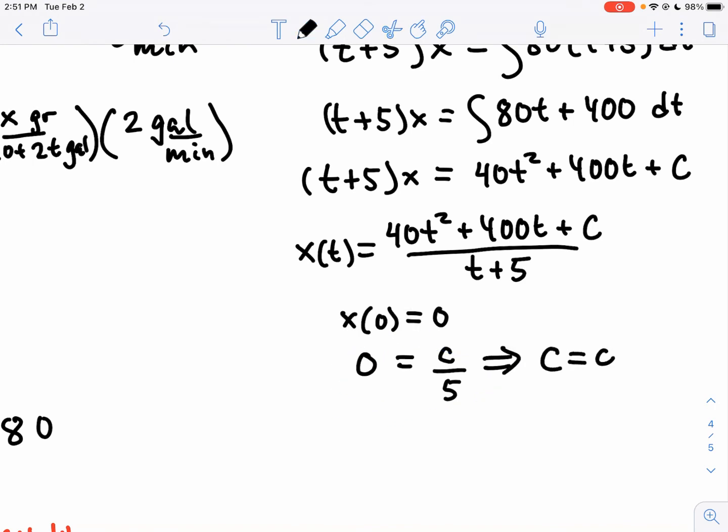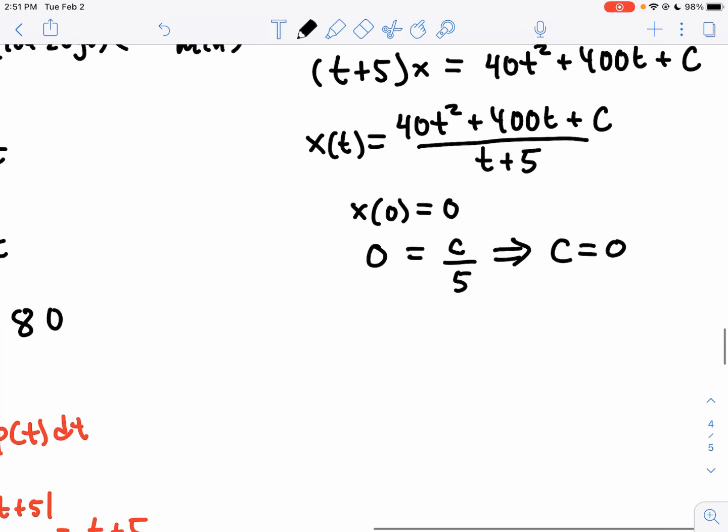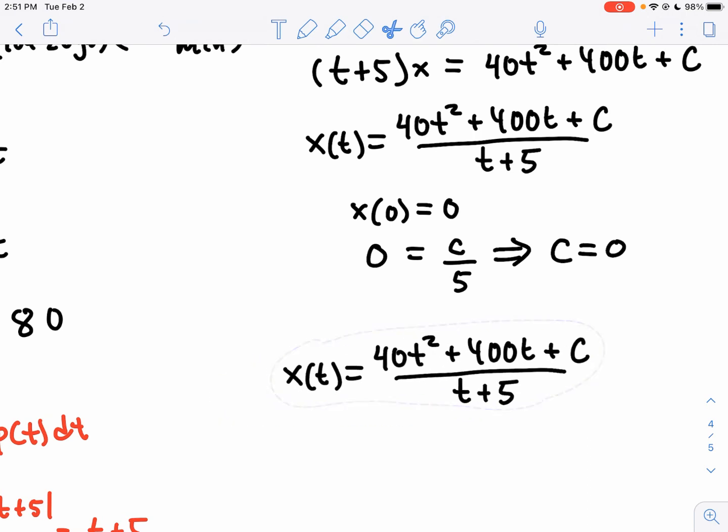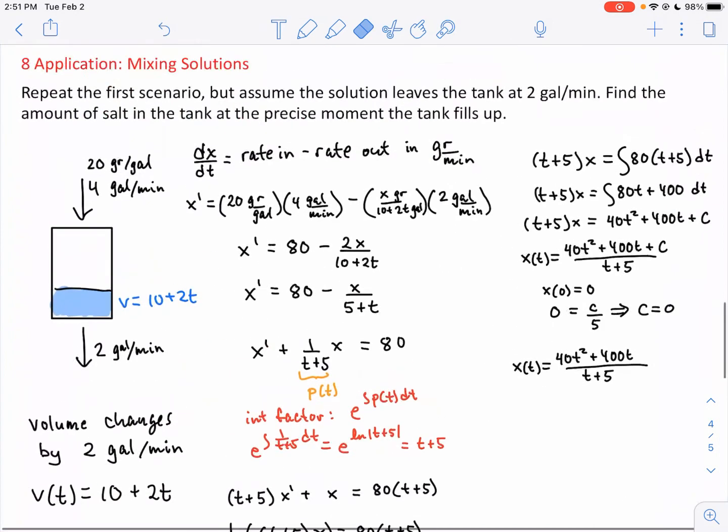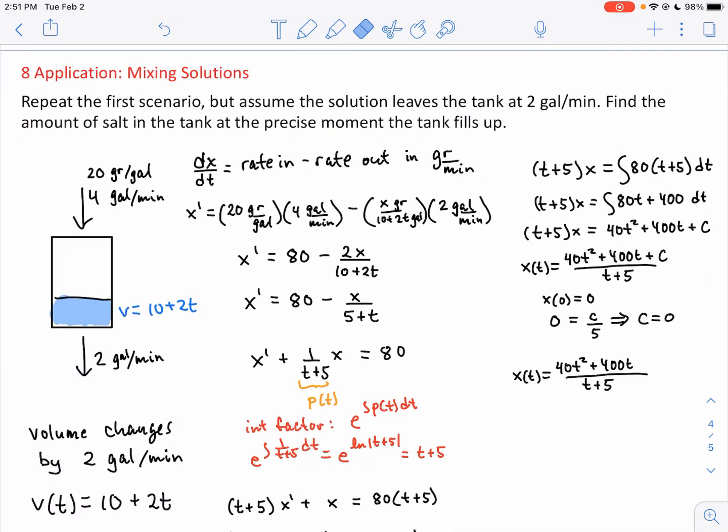This tells me that c itself has to be 0. Let's write that here to the side. So c must be 0, which means my function of t is simply this function, no constant. Okay, now we were asked to find, in this task, the amount of salt in the tank at the precise moment the tank fills up.